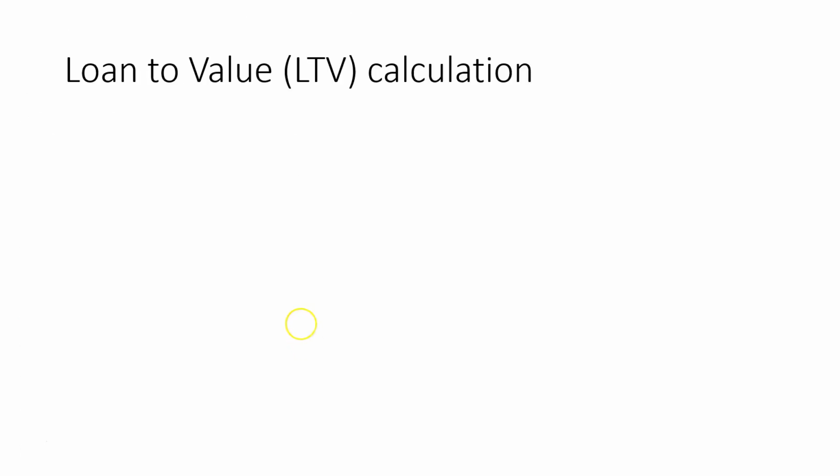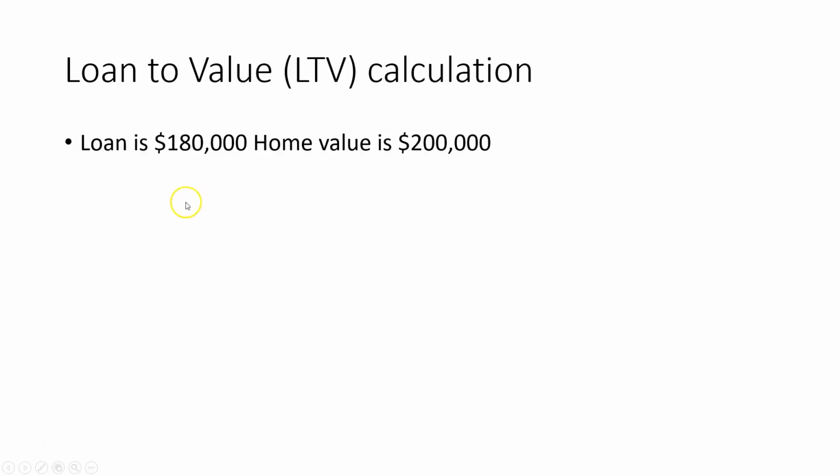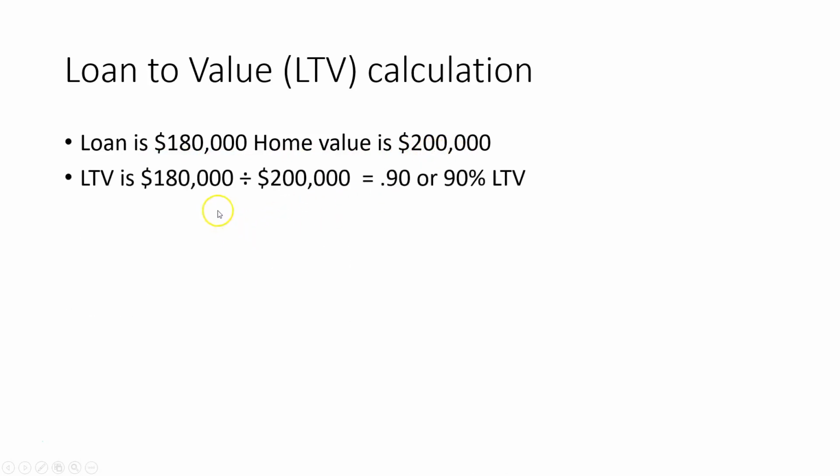Loan to value calculation, very simple. What percentage is the loan of the total home value? Loan is 180, value is 200,000, therefore the down payment is going to be 20,000. Divide the 200 into 180 and it'll give you 0.9 or 90% loan to value. If you do it the wrong way around, you're going to get 110 or something, which is 1.1 or 110%. Obviously that's not right.